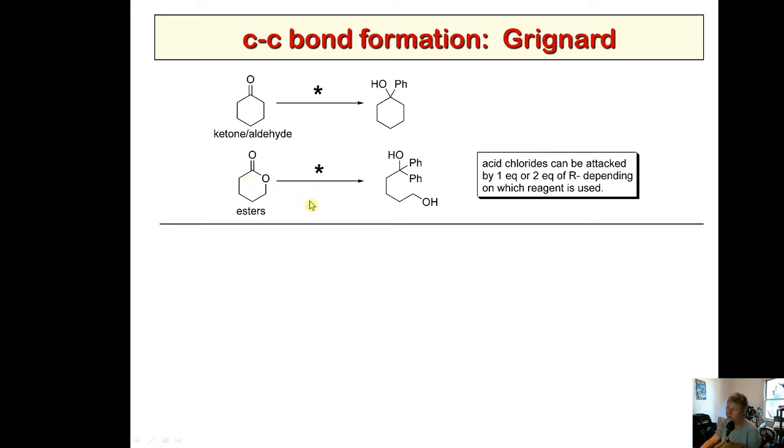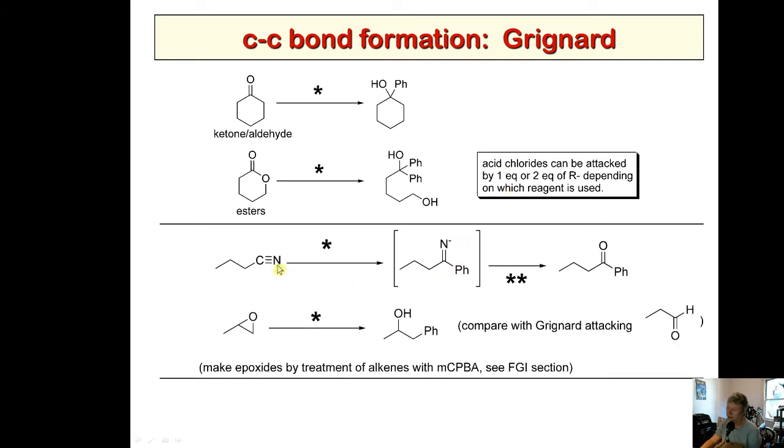Okay? But with acid chlorides, remember there is a way to add 1 equivalent of an R minus, and that's using a cuprate. Because the cuprates, the copper things, will attack acid chloride once, and you get a ketone out. Okay, then we also learned in this course that nitriles react with Grignards.